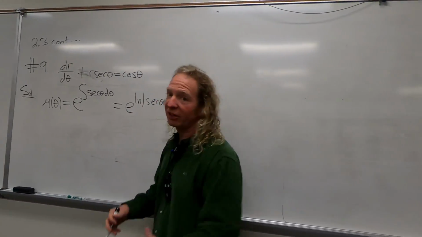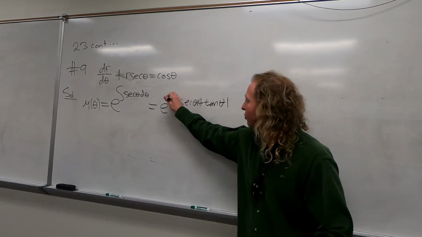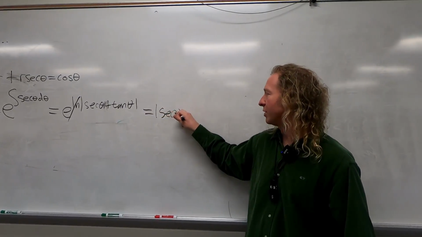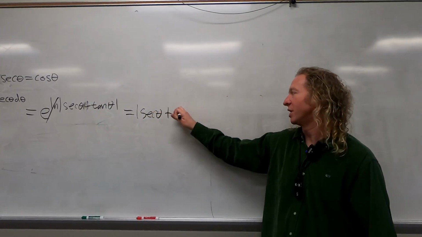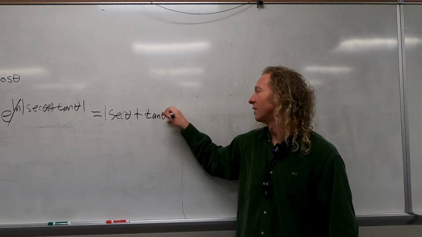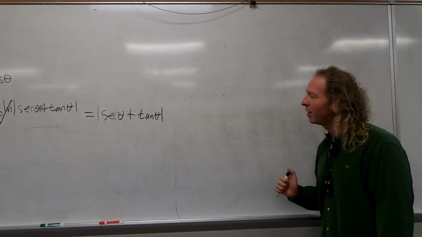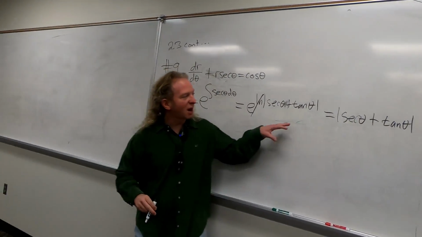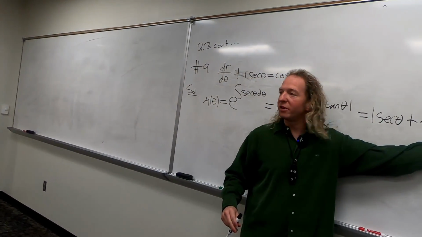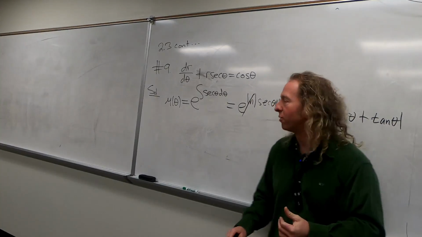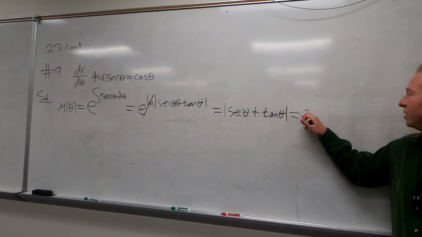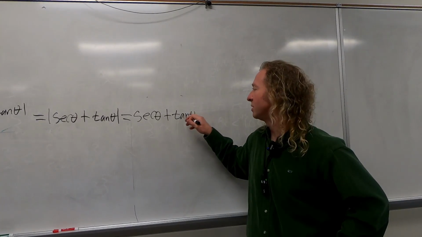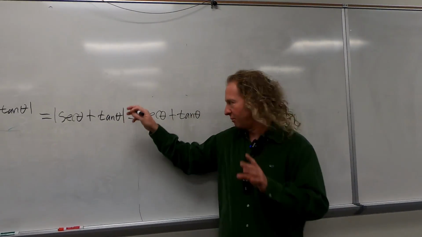At this point, the e and the ln cancel. They go away. So you're just left with the absolute value of secant plus tangent of theta. And now we can drop the absolute value, assuming everything is positive. I think we talked about that before. So I'll just say this is equal to secant theta plus tangent theta, and we'll make the assumption that this is positive. So I'm going to write it up here.